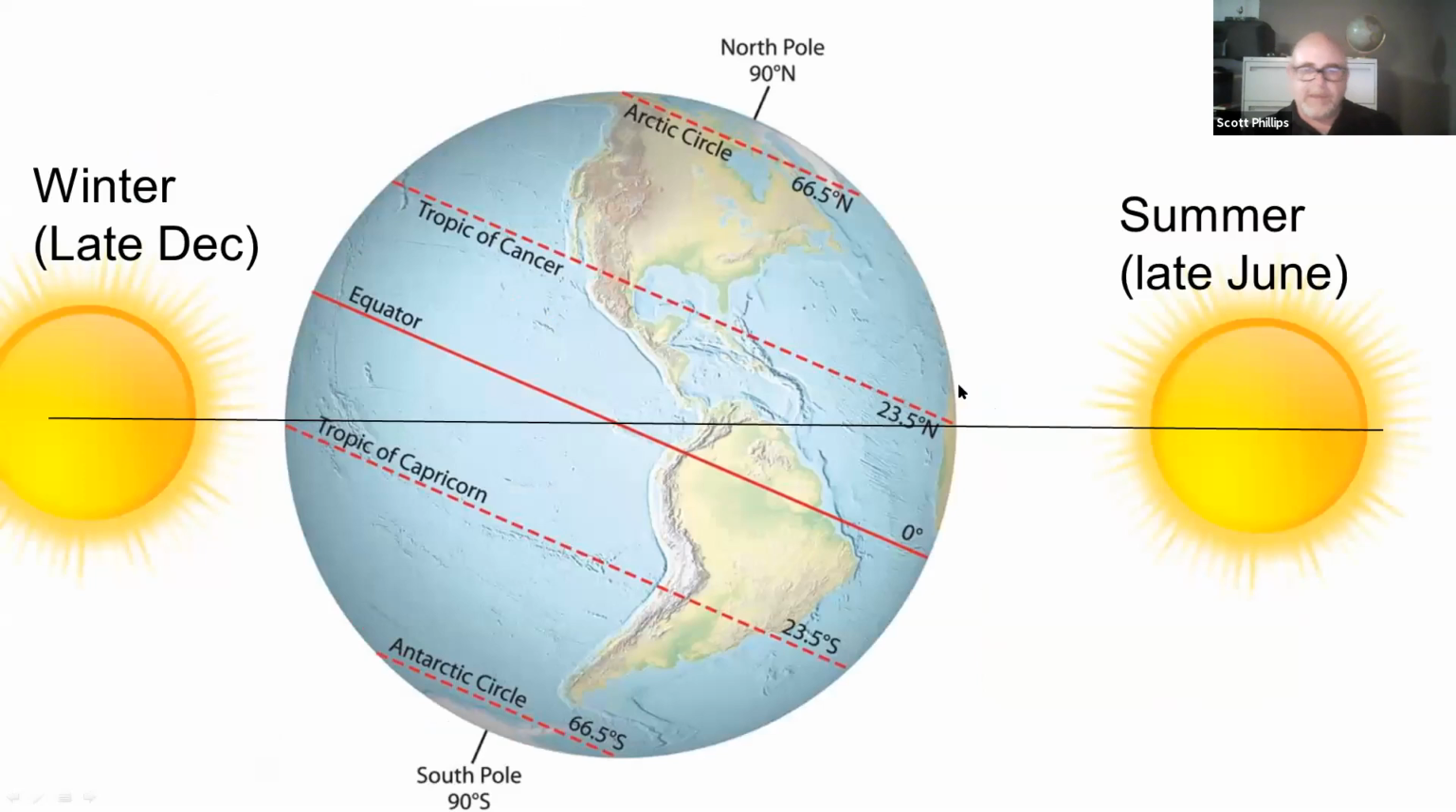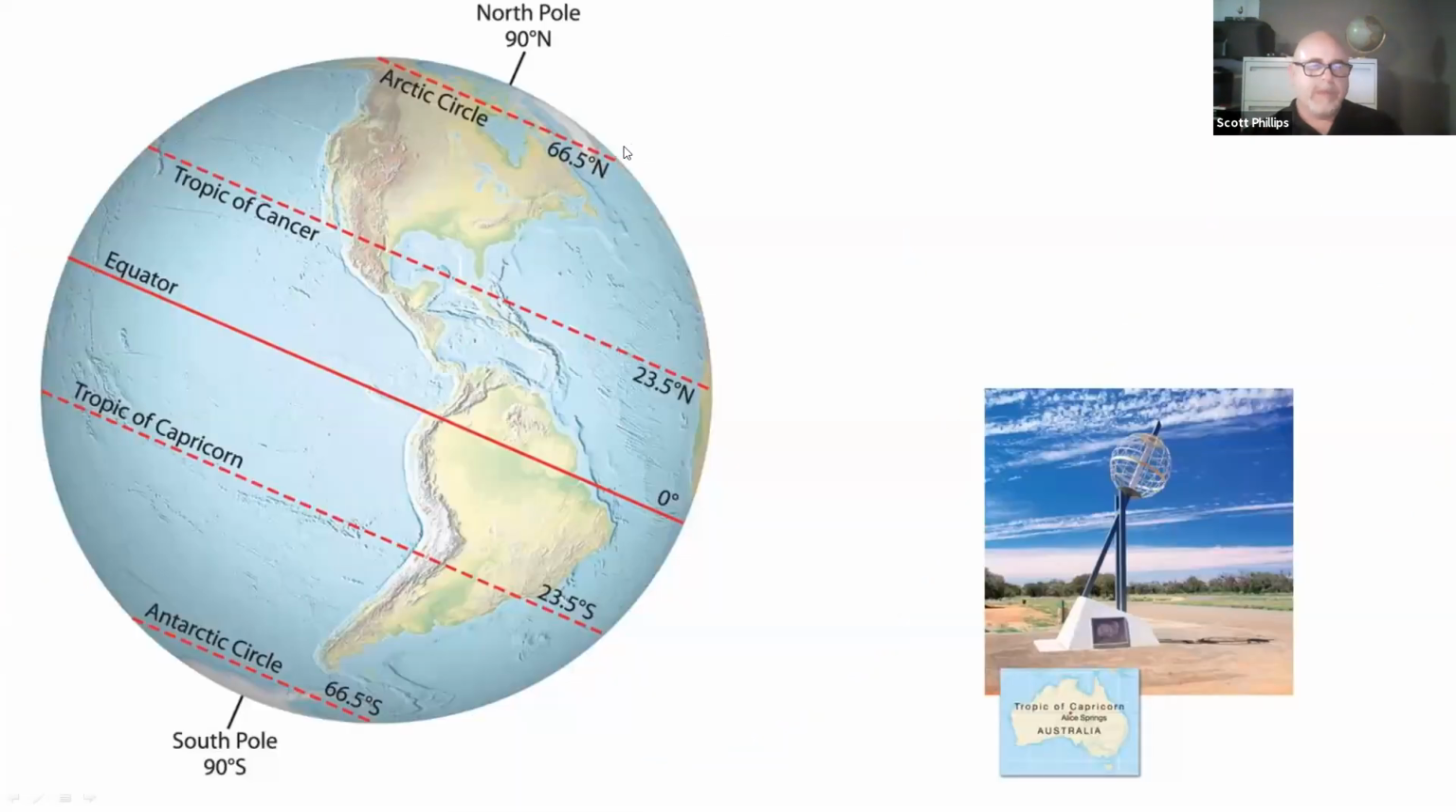If you look at it, because the Earth is tilted in that direction, the 23.5 degrees coincides with that tilt of the Earth. And so it's 23.5 degrees because it is at a 23.5-degree angle from the equator. Now, maybe less obvious is the Arctic and Antarctic circle.